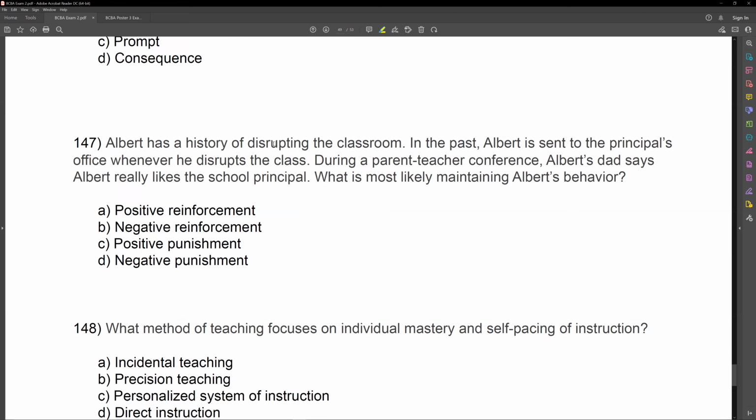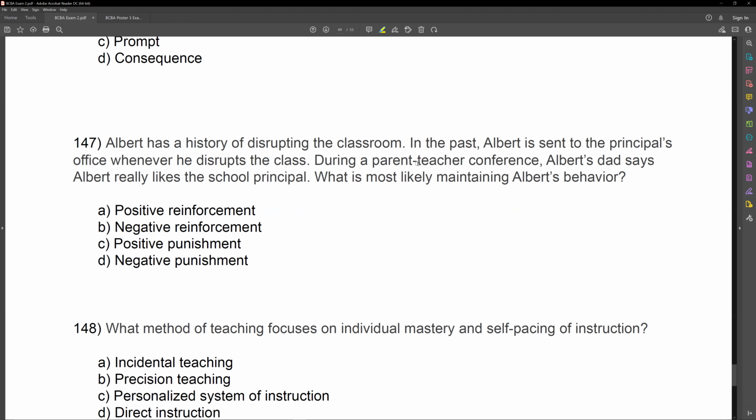Albert disrupts the classroom, right? We're looking at Albert's behavior. So he disrupts the classroom. What happens? Well, Albert goes to the principal's office. We learn that Albert really likes the school principal. So what is happening? Well, Albert is gaining access to this school principal in the office. He's basically being rewarded for disrupting the classroom. Now, you might say, well, he's being removed from the classroom.